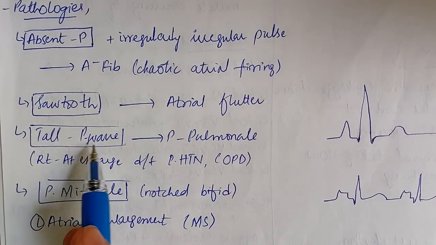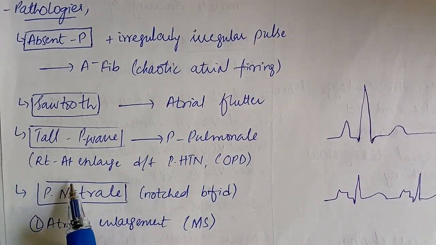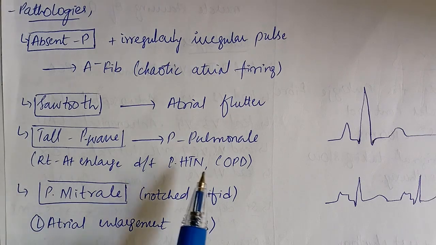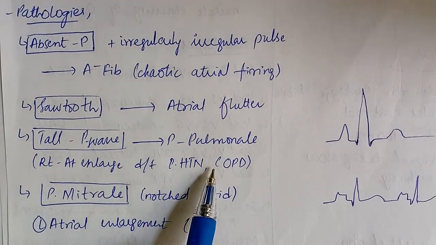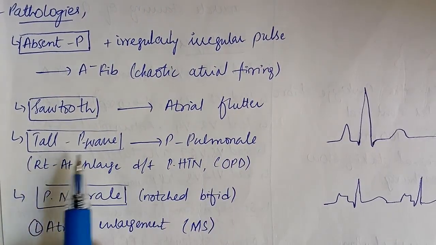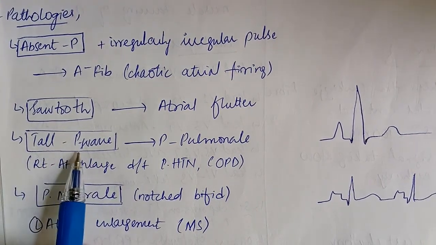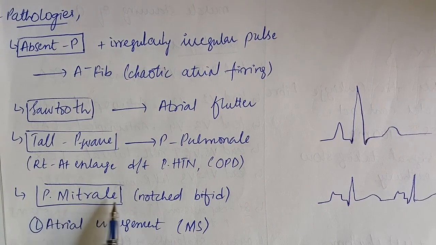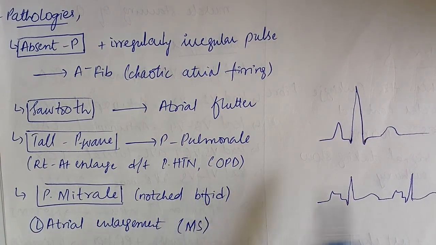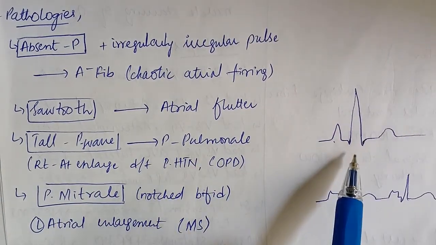Then we have the tall P wave. Tall P waves are seen in P pulmonale. P pulmonale is right atrial enlargement, which leads to right atrial heart failure due to pulmonary hypertension, caused specifically by COPD. So P pulmonale is denoted by tall P waves. Then we have the P mitral, which is a notched or bifid type of P wave. The tall P wave signifies P pulmonale.